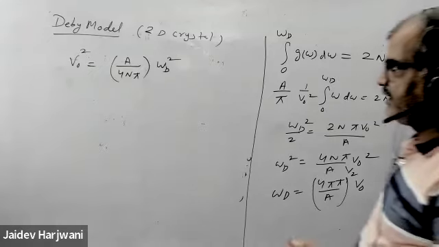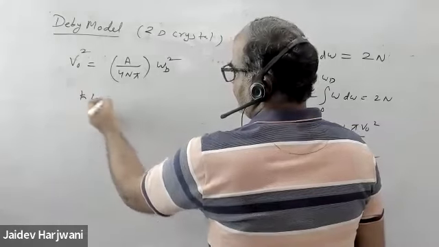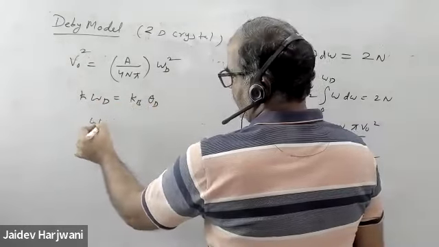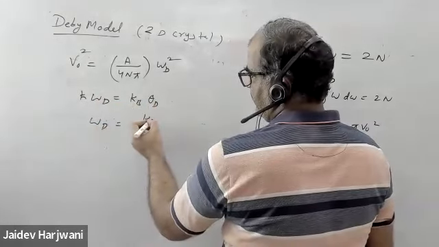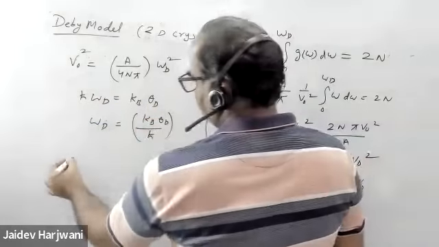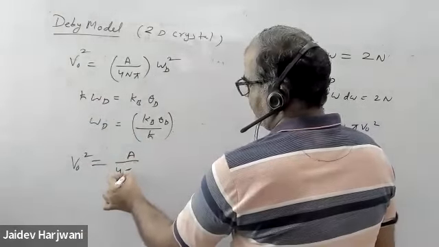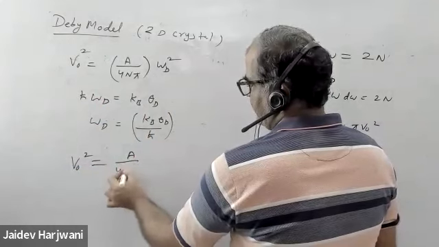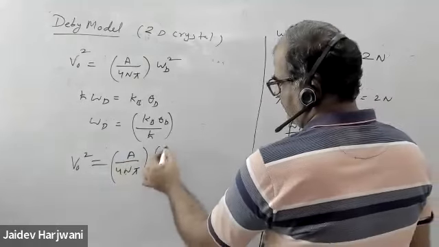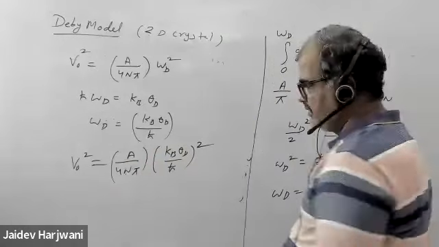Now you also know omega d. h cut omega d equals kb theta d, so omega d will be kb theta d upon h cut. Put this value here, so you get v naught square equal to A upon 4n pi, and this becomes kb theta d upon h cut, whole square.